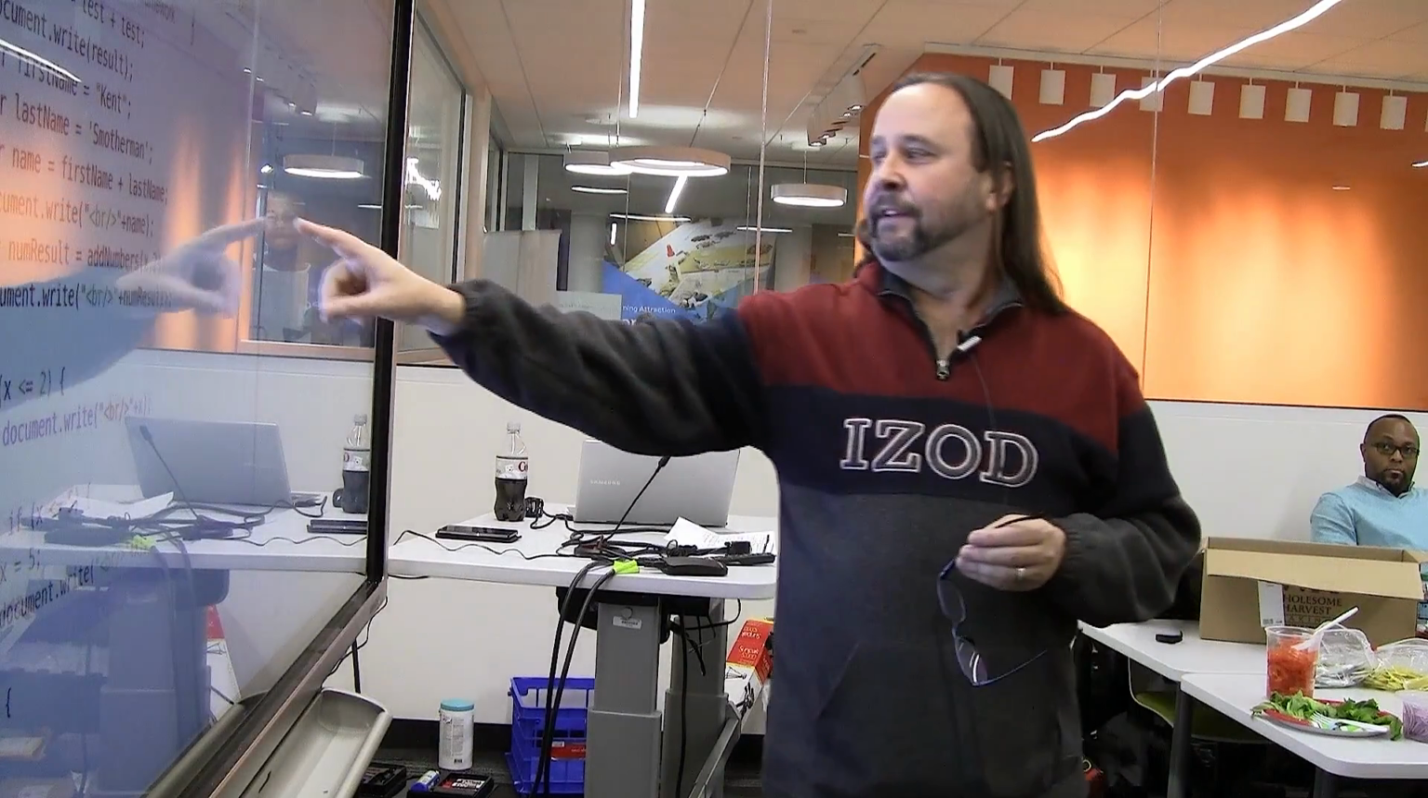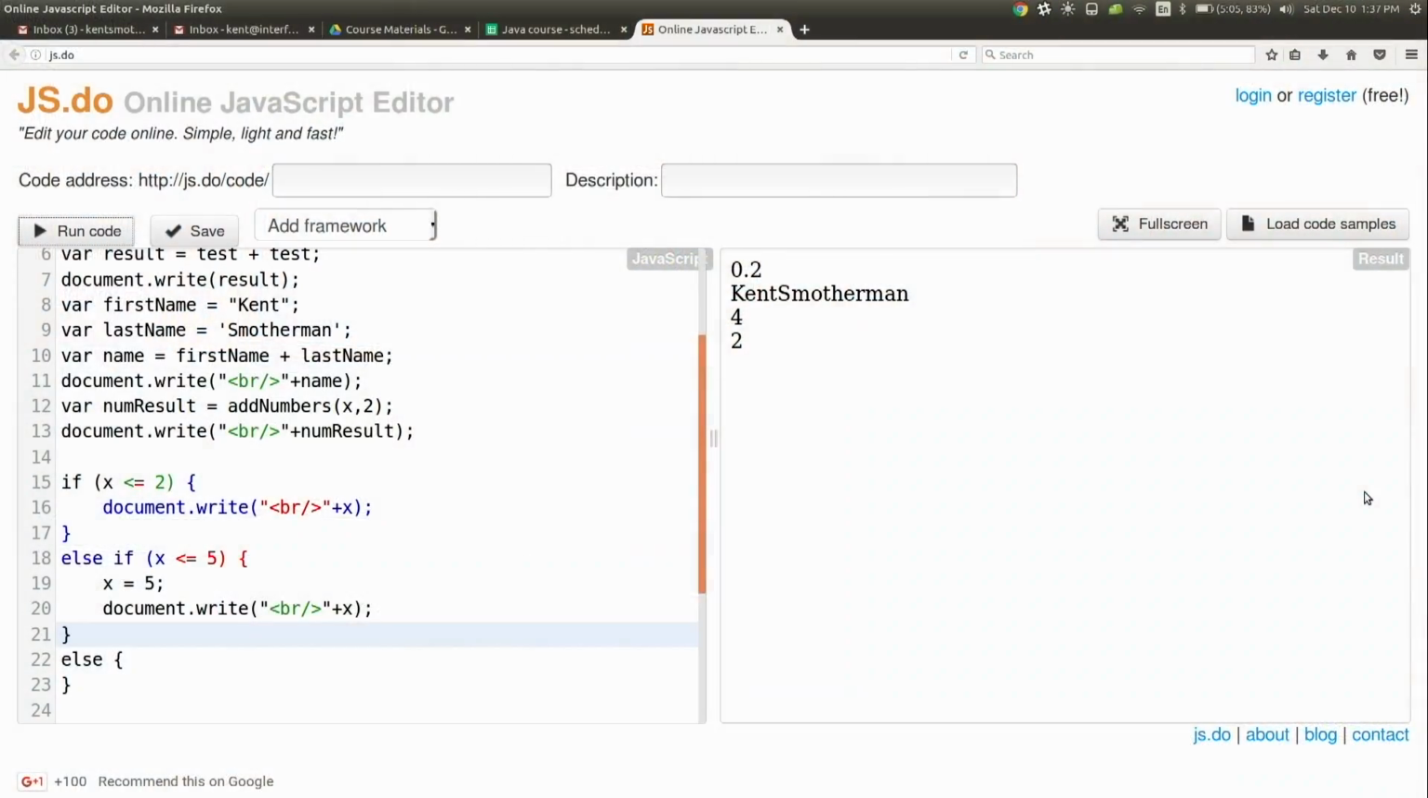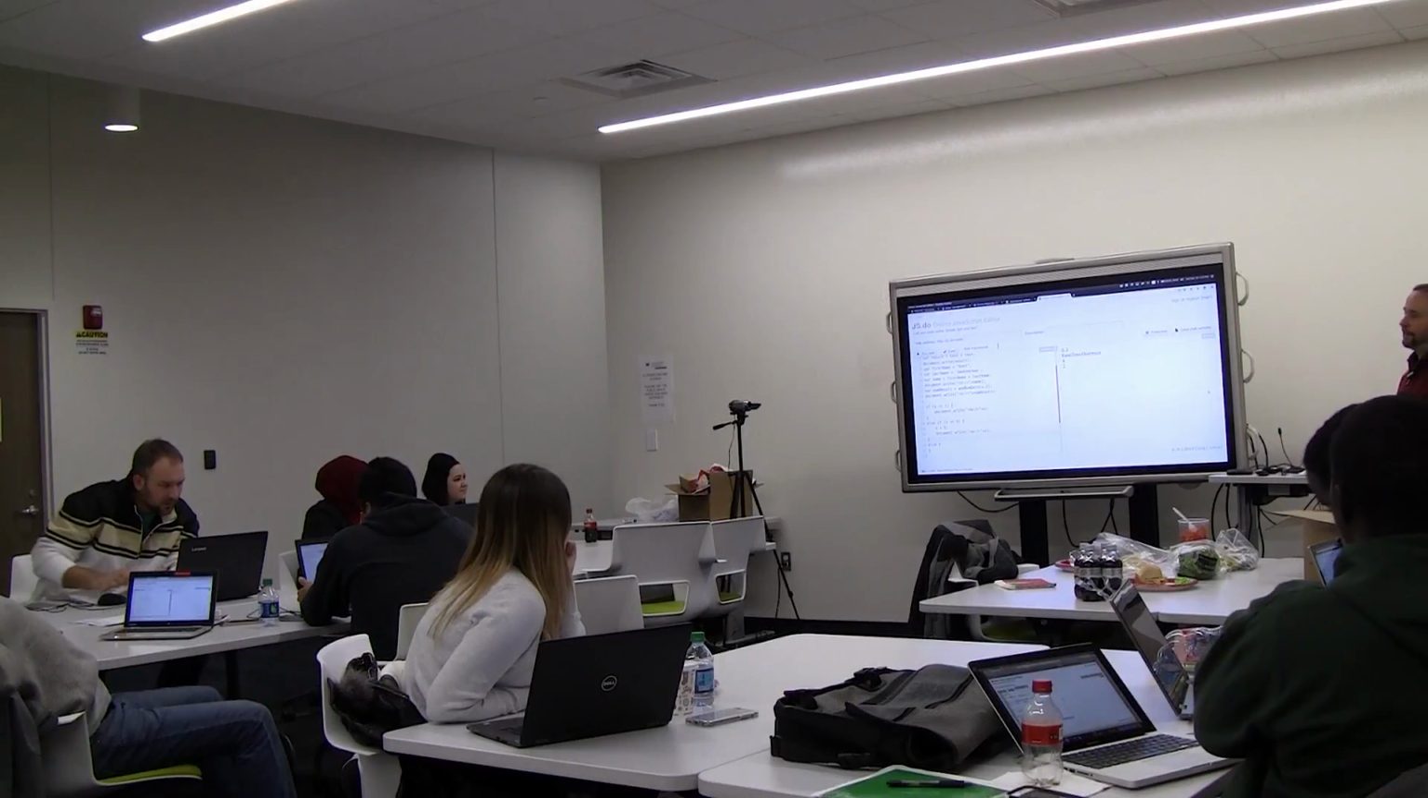So when we execute this, we should see output like this. Our final answer was 2, because the value of x was equal to 2. 2 is less than or equal to 2. So we wrote out that 2, and we did not change it to 5. So that should be the output you get.